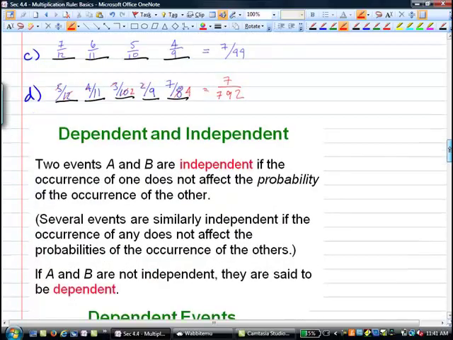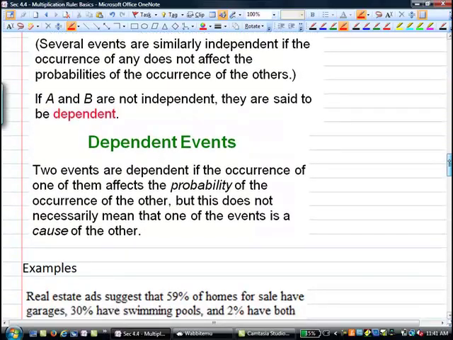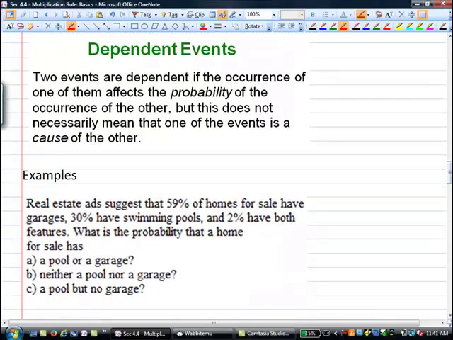So those were dependent. If A and B are not independent, then they're said to be dependent. 2 events are dependent if the occurrence of one of them affects the probability of the occurrence of the other, but this does not necessarily mean that one of the events is the cause of the other. 2 events can be dependent without the causation. Just because I drew a bad battery first, that didn't cause me to draw a good battery next.